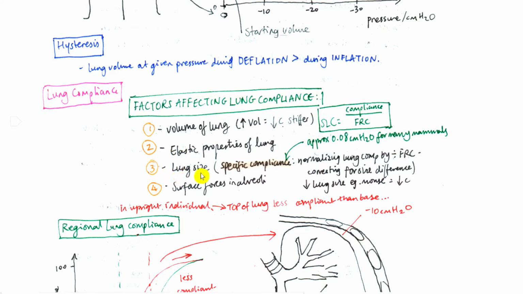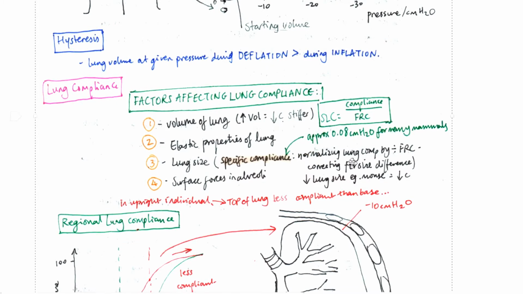Thirdly, we have the lung size, and to account for this in different species, we use something called specific compliance. Specific lung compliance equals the actual compliance divided by the functional residual capacity. We do this because we normalize the lung compliance according to size of the lungs. So it accounts for size differences, and a decreased lung size, for example a mouse, will have a decreased compliance. The specific compliance after you've accounted for lung size is about 0.08 centimeters of water for many mammals.